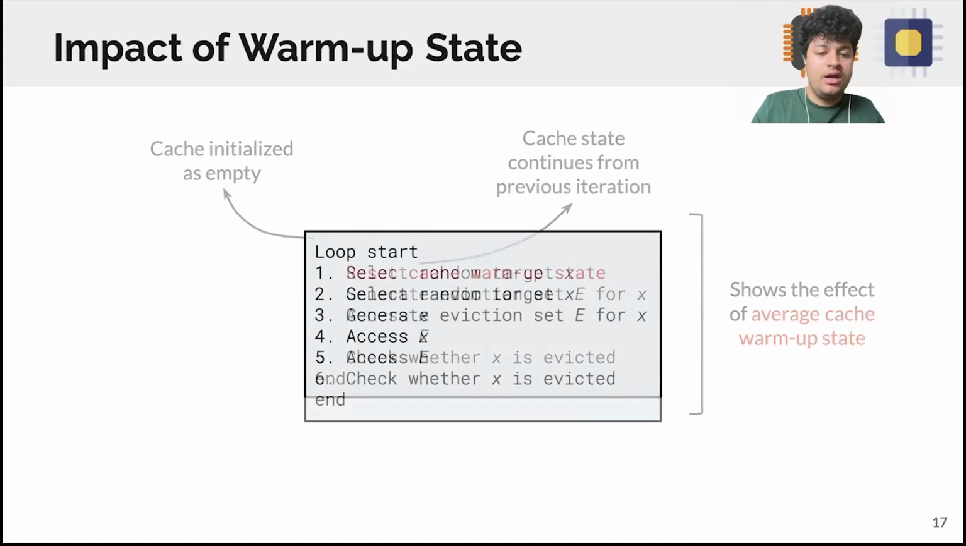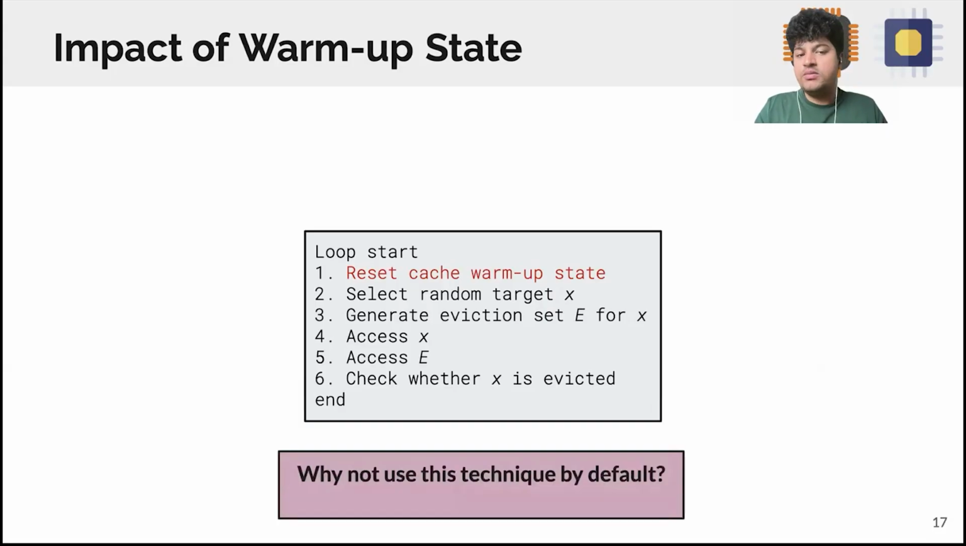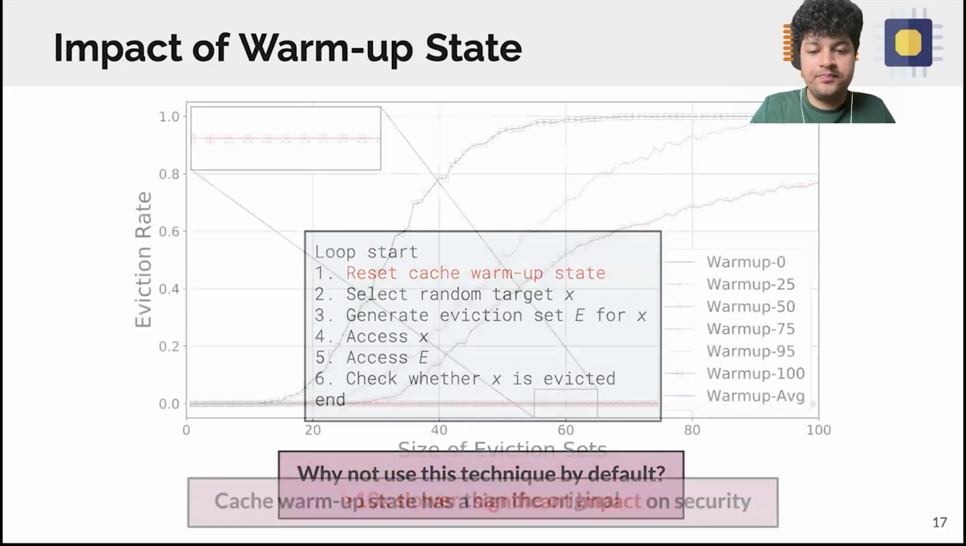But what we want to try now is, what if we reset the cache warm state at every stage and observe the effect of a particular warm-up state on the security of the cache? So why don't we use this technique by default? Because it's over 10 times slower than the original. So what we recommend is one uses the original metric to actually look at designs on a broader level. And once they've narrowed down to designs which are actually more secure than the others, they can use this metric to gain more information about how they perform under various warm states.